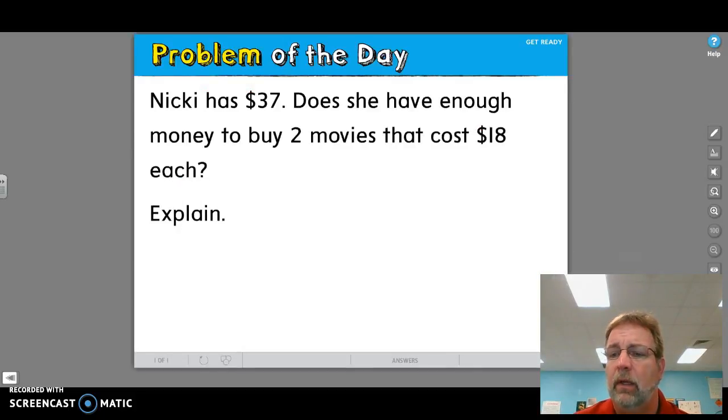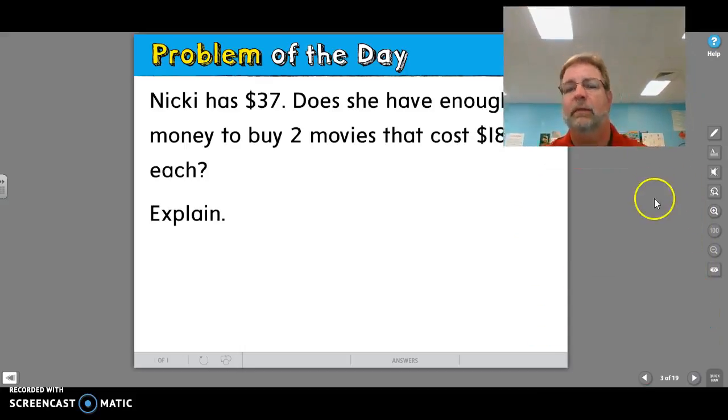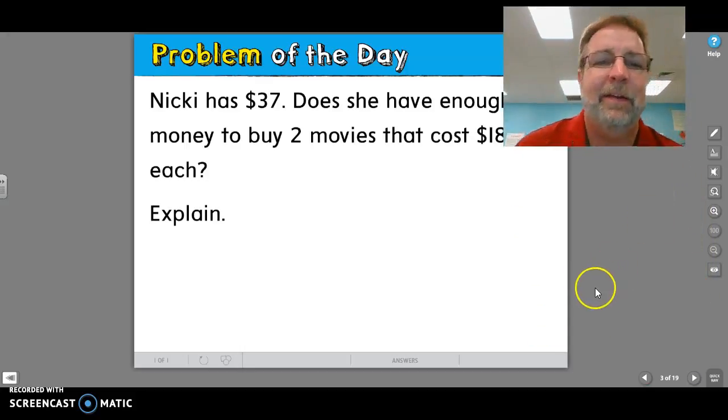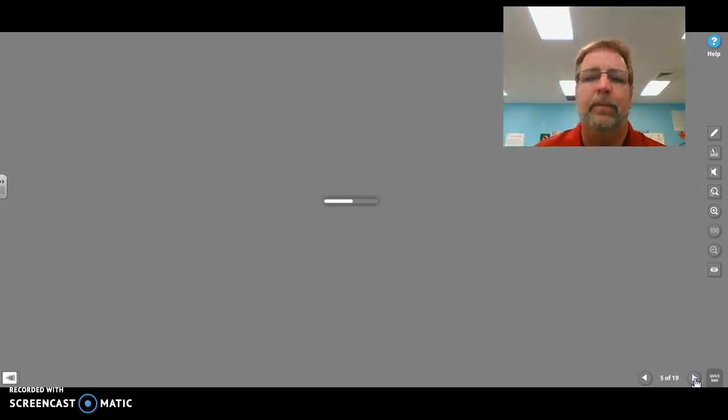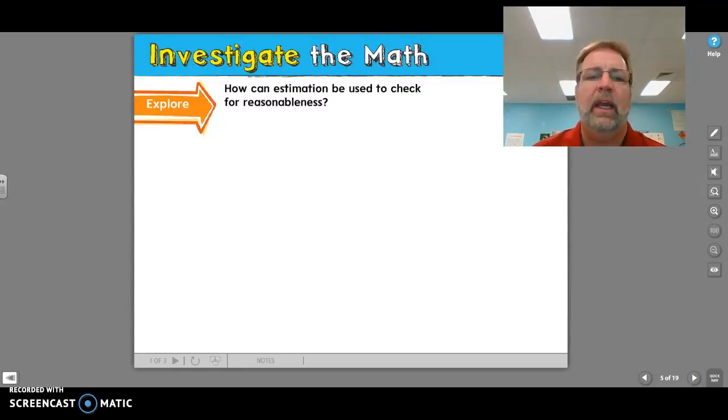All right, so I'm going to move myself up here a little bit instead of at the bottom, so I can click through this. How can we use estimation to check for reasonableness? So how do we know if our addition or if our subtraction skills allow us to subtract efficiently and correctly? And does our answer make sense? So how can estimation, think on that for just a minute.